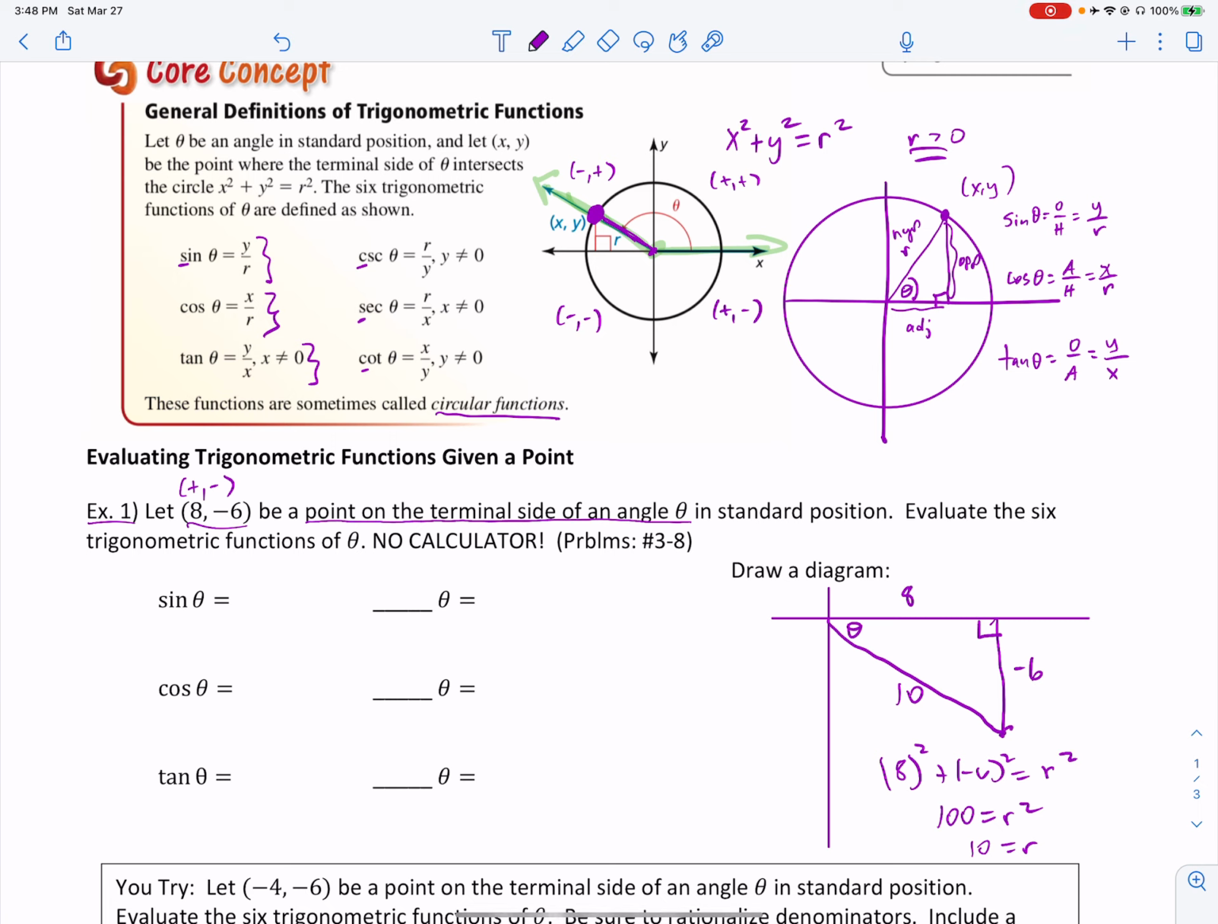So we have this x, y ordered pair to the right 8 and down 6. That means x is 8, y is -6, and r is 10. And then we're just going to remember that sine is defined to be y over r. And so the sine is going to be the y value over the radius, and then reduce it, and we have -3/5.